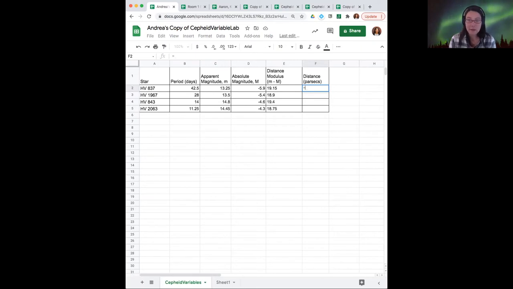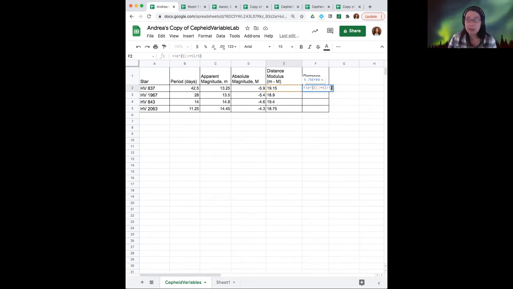Again, I'll start by typing equals so that Google Sheets knows there's a formula coming. And then I go 10 to the, that's the shift 6, the caret symbol. And now I'll give myself a couple of parentheses. I want my distance modulus, m minus M, got it, plus 5, that whole thing divided by 5. And now my final parenthesis makes sure that all of this is going into my exponent. If you forget this last parenthesis, then it'll only take 10 to the (m minus M plus 5), and then it'll divide that result by 5.